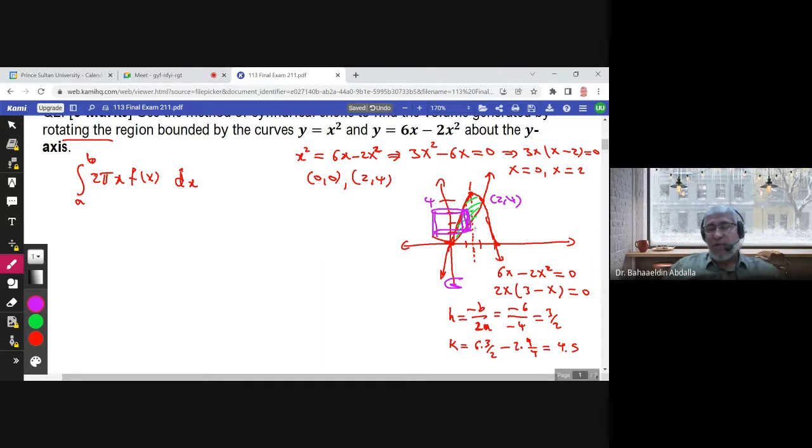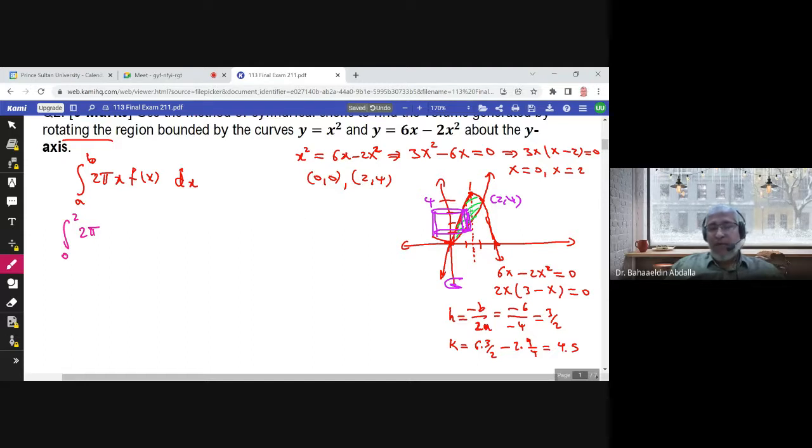Y is from 0 to 4, sorry. X from 0 to 2, okay? This is 2, 4, so this point is 2. So x from 0 to 2. Okay, so I will write the integral from 0 to 2 of 2 pi, okay, x times f of x.